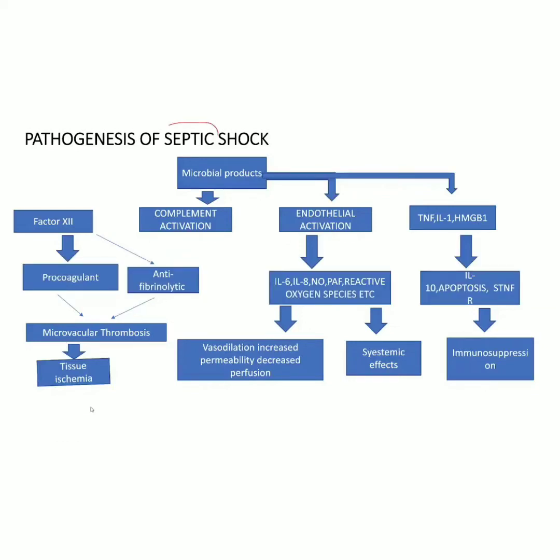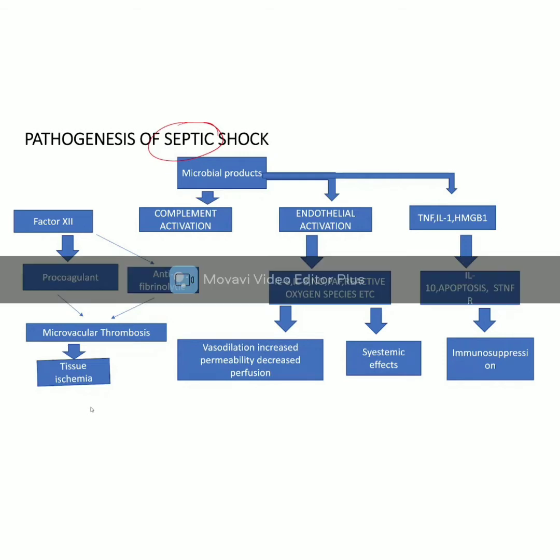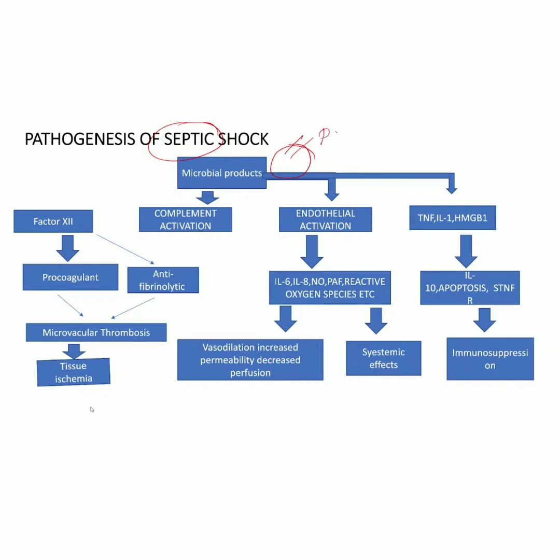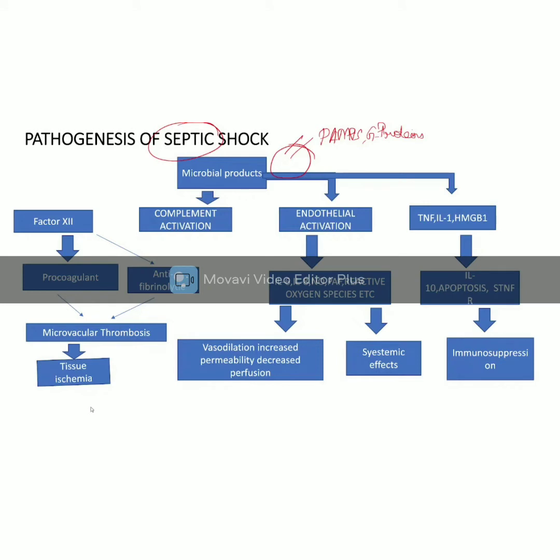Septic shock. Okay. What happens in sepsis? In sepsis, there is invasion of microbes into the body. What happens when any microbes come into the body? There are certain structures on the cell wall of microbes like PAMPs, G proteins, etc. What are the functions, or what is the role of these structures?